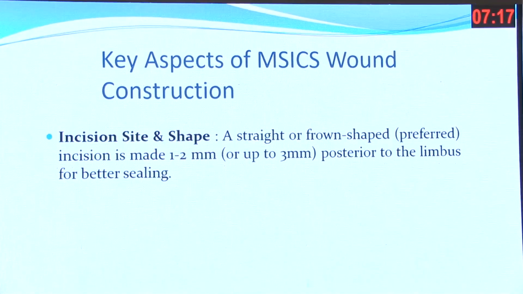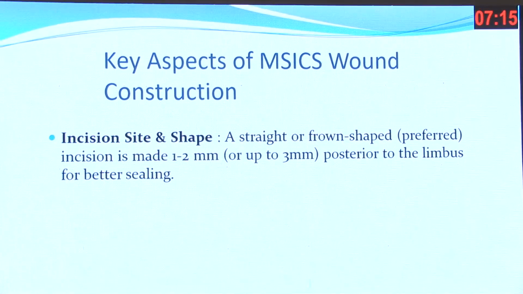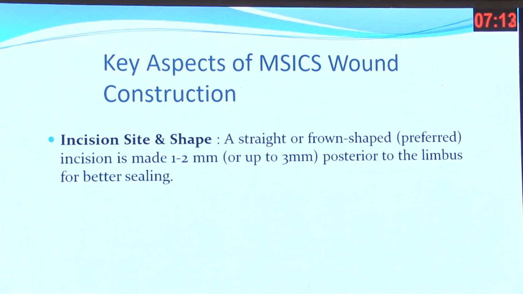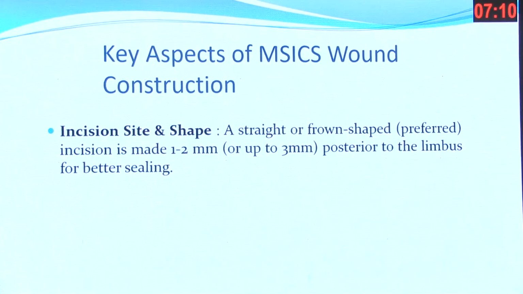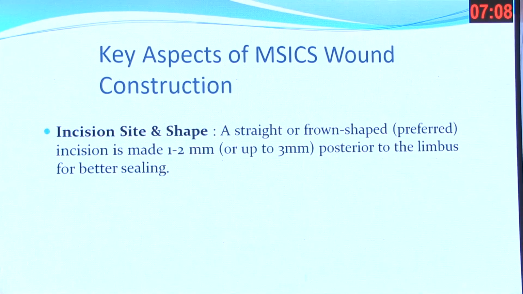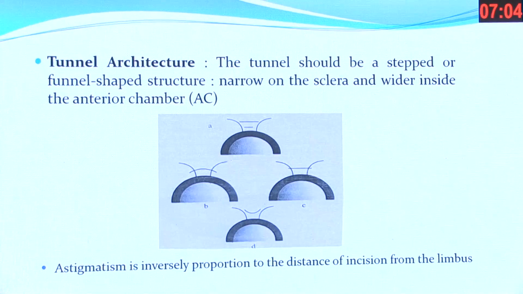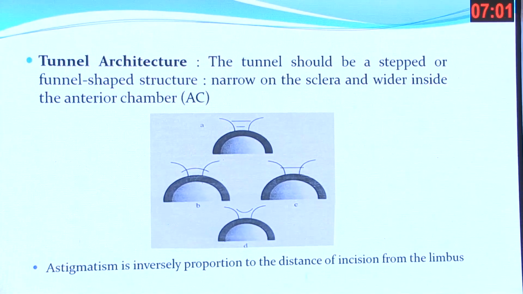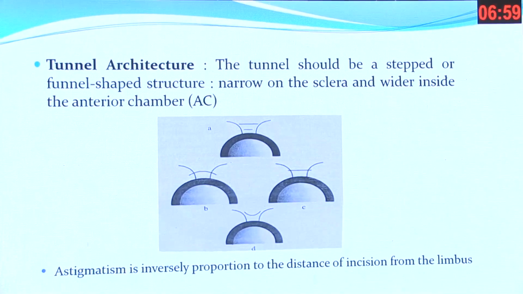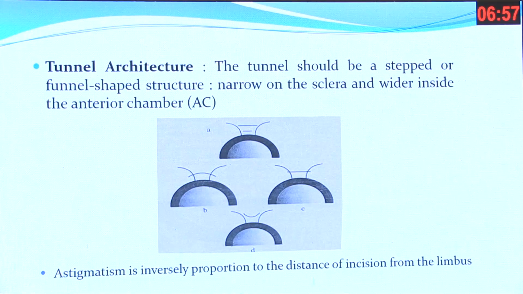The key aspects of MSICS wound construction are incision site and shape. The straight or frown incision is made about 2 or 3 mm posterior to the limbus for better sealing. The tunnel architecture is very important. The tunnel should be a funnel-shaped structure. What is a funnel?